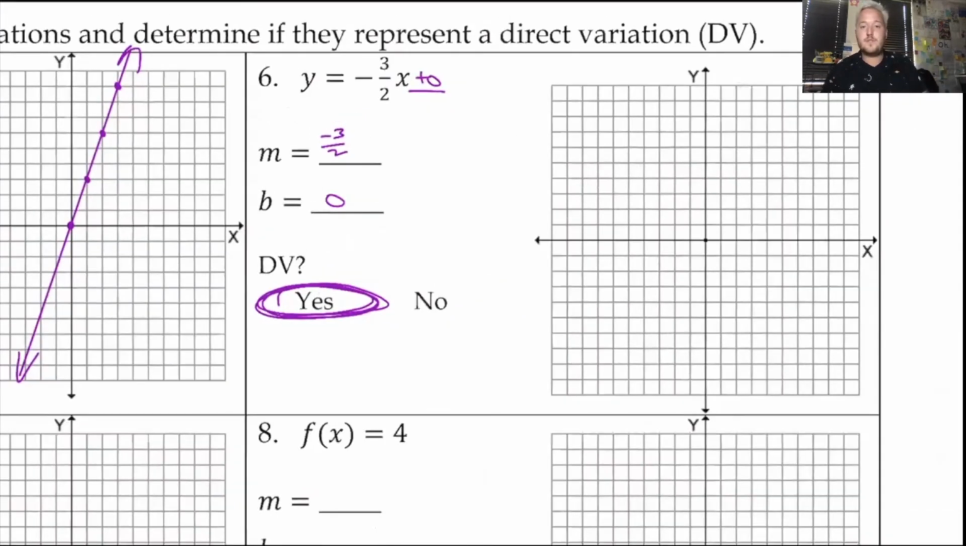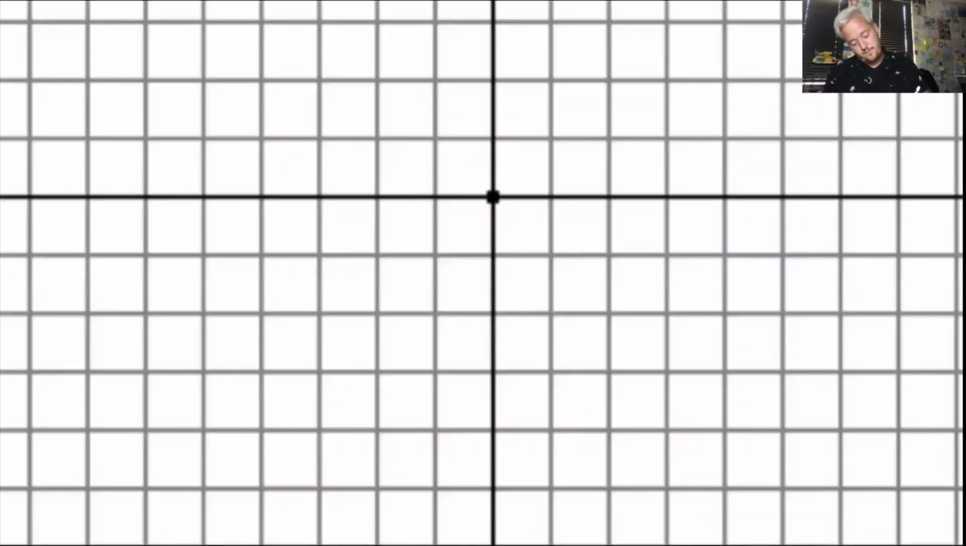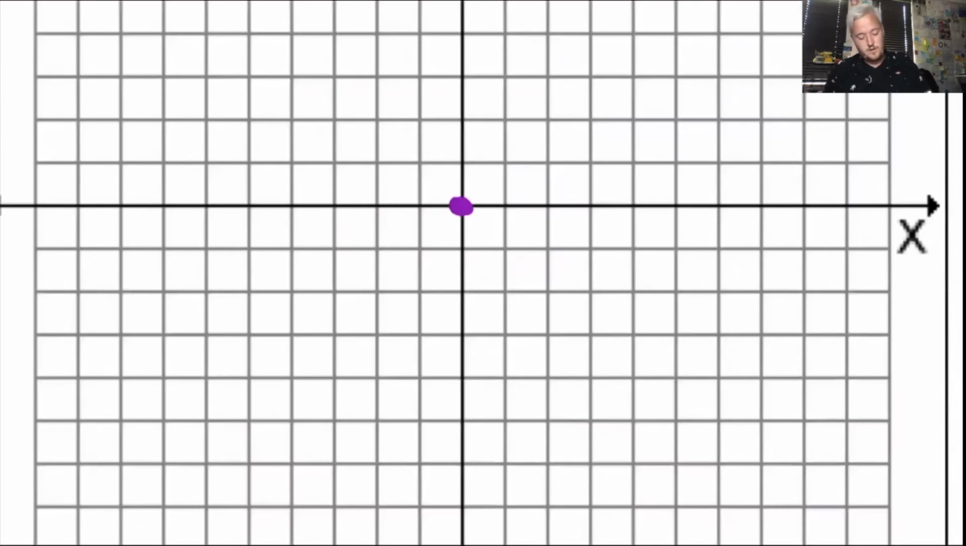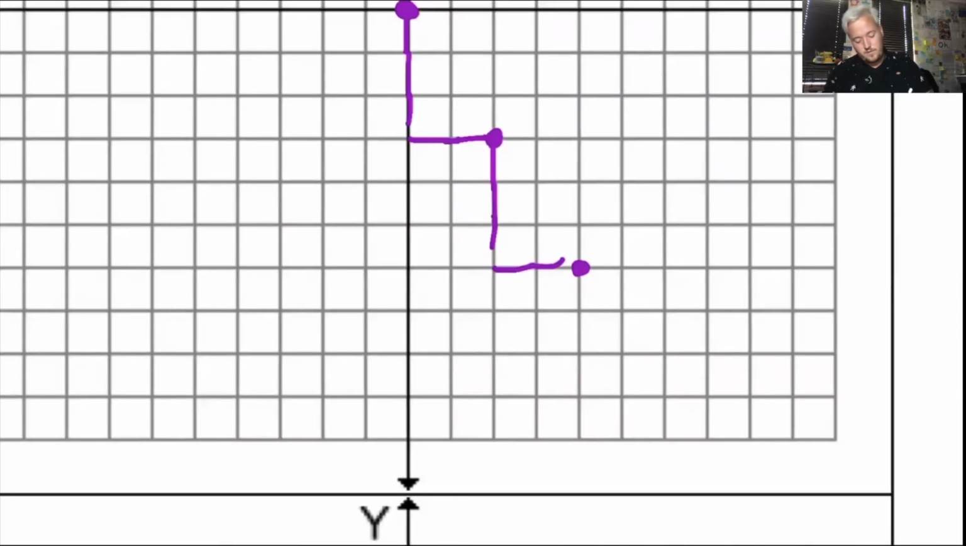All right, so in this case, start at 0. So down 3, 1, 2, 3, and then over 2. 1, 2.